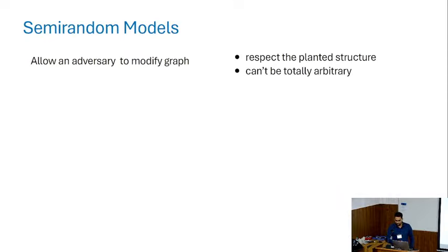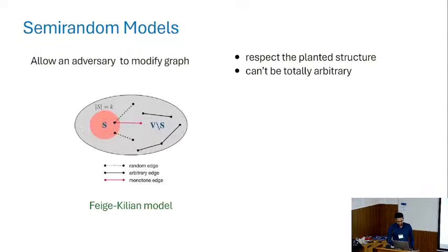Then the next step in this line is to consider semi-random models, where you allow some adversary to get a more typical instance of the problem. I'll not go into that detail. I'll just talk about this very powerful model, this influential paper of Feige and Kilian, which introduces this model where you are allowed to modify the graph and you can allow an arbitrary subgraph on V minus S to sit.